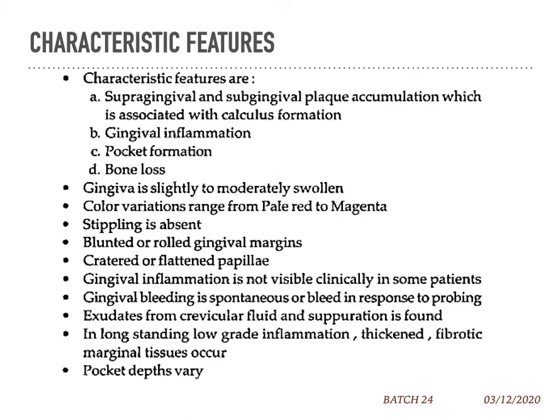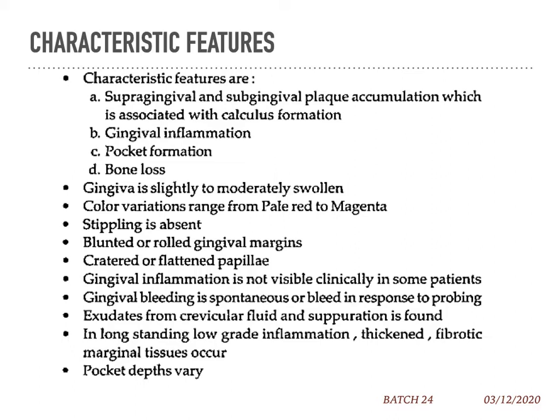Coming on to the characteristic features, the characteristic features of chronic periodontitis are supragingival and subgingival plaque accumulation, which is associated with calculus, gingival inflammation, pocket formation and bone loss. Gingiva is slightly to moderately swollen, color varies from pale to magenta, stippling is absent, with blunted or rolled marginal gingiva, craters or flattened interdental papilla.